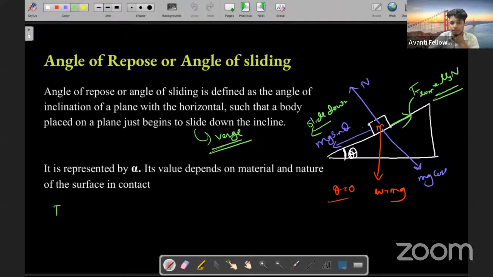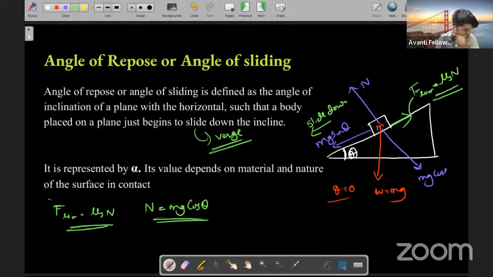Now students, see, as I said, there are components and you know that it is going to slide. Now we have what? We have f limiting equal to mu s into n. Now students, can I say over here, n equal to mg cos theta? Can I say it? Yes or no? Yes.